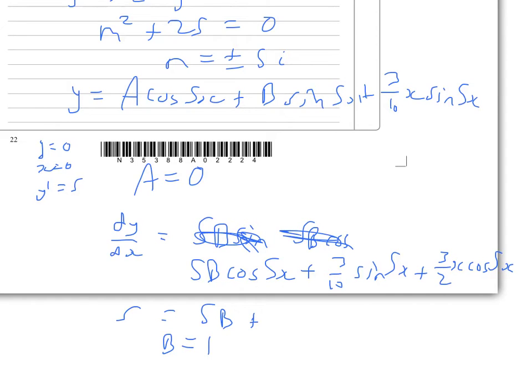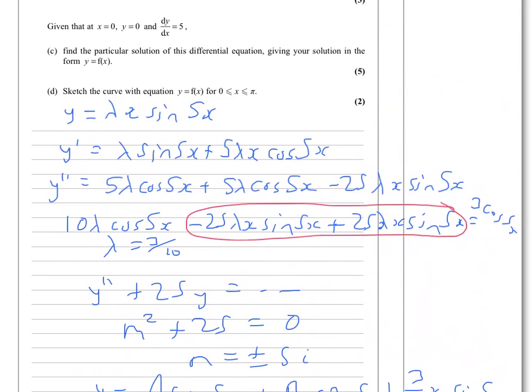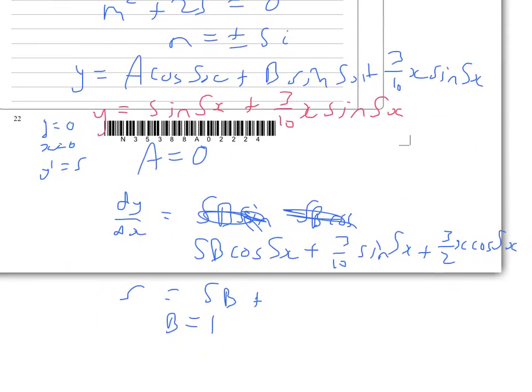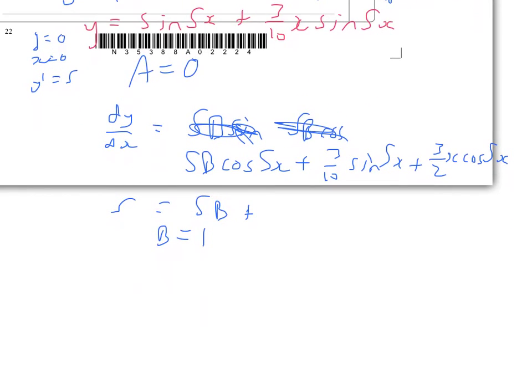So the general solution is y equals sine 5x plus 3/10 x sine 5x, and I suppose we should factor out sine 5x there, but I'll leave it there. Now we've got to sketch the curve, so I will factor that out now. Our equation is y equals sine 5x times 1 plus 3/10 x.